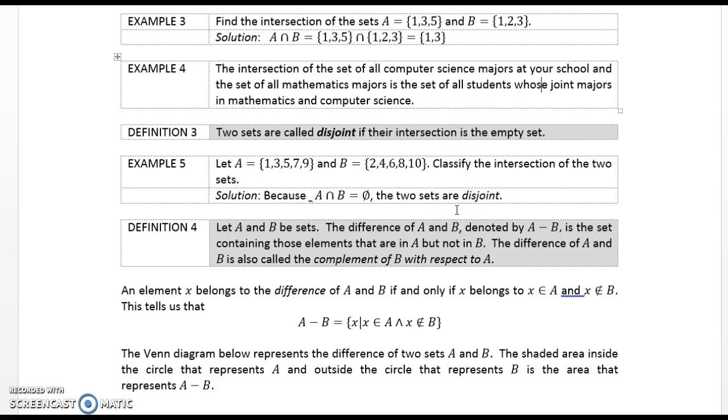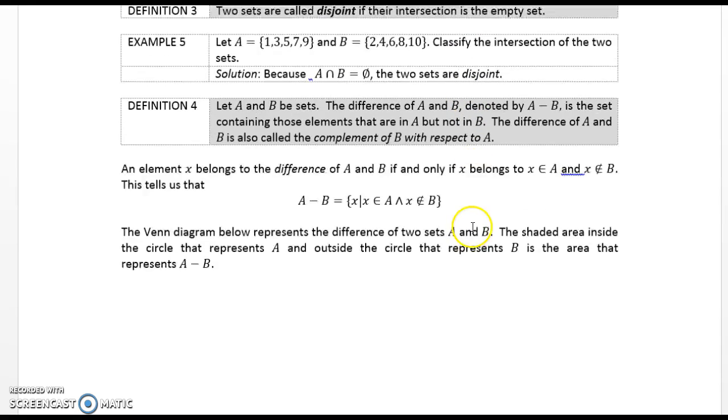Definition 3. Two sets are called disjoint if their intersection is the empty set. Let A be {1, 3, 5, 7, 9} and B be {2, 4, 6, 8, 10}. Classify the intersection of the two sets. Because the intersection is the empty set, the two sets are disjoint.